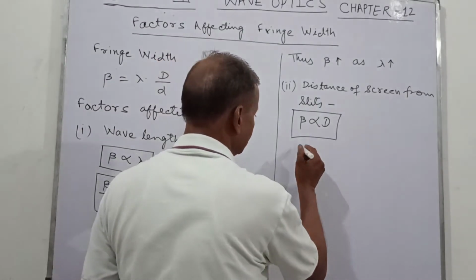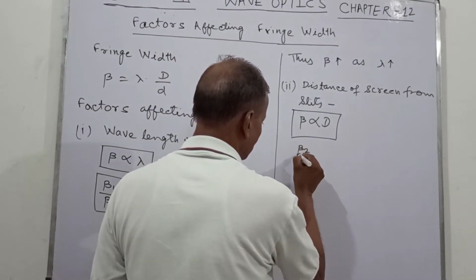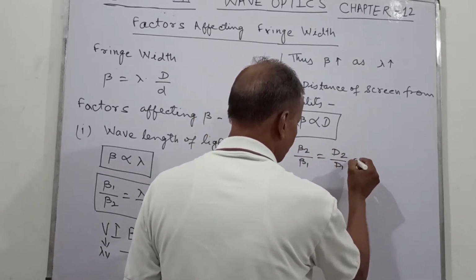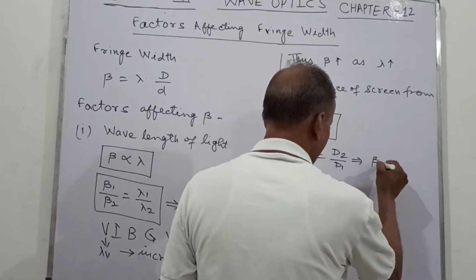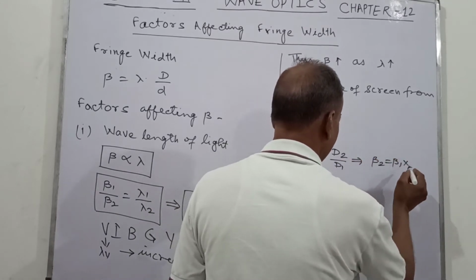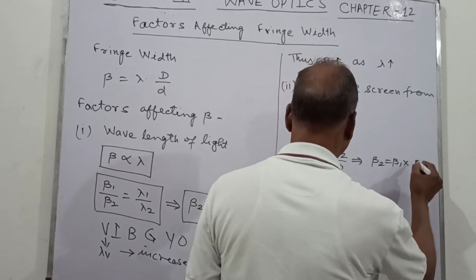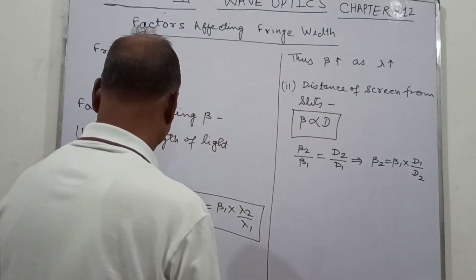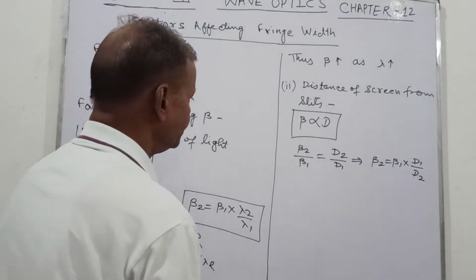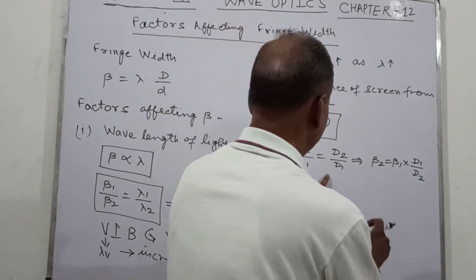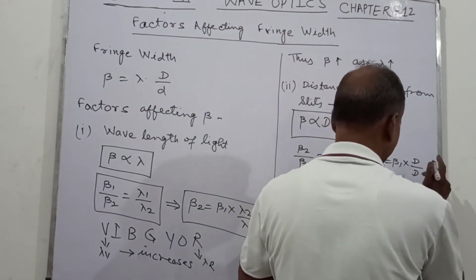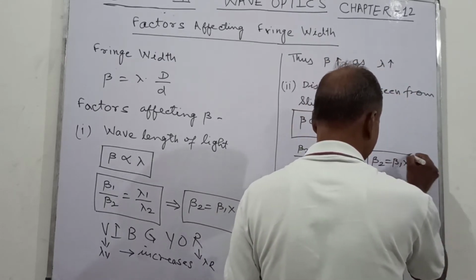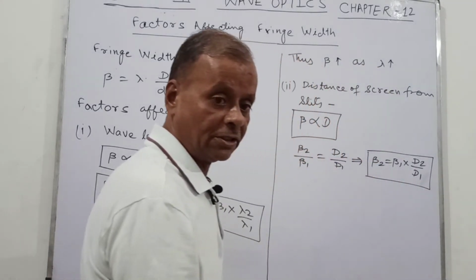So we can have this beta 2 upon beta 1 is equal to D2 upon D1, or this beta 2 is equal to beta 1 into D2 upon D1. So you can compare the fringe width.